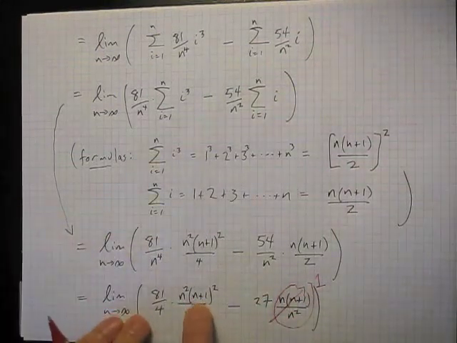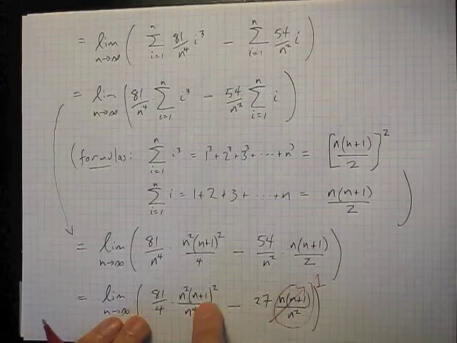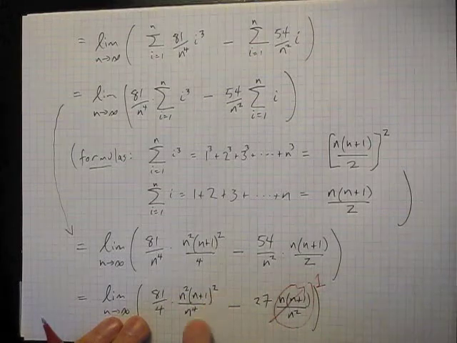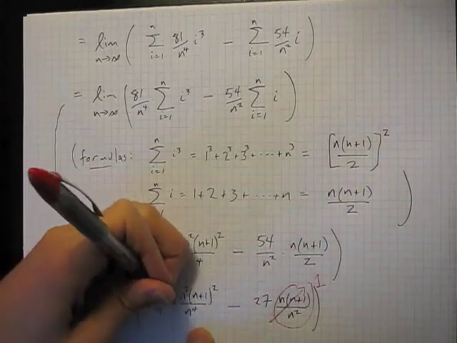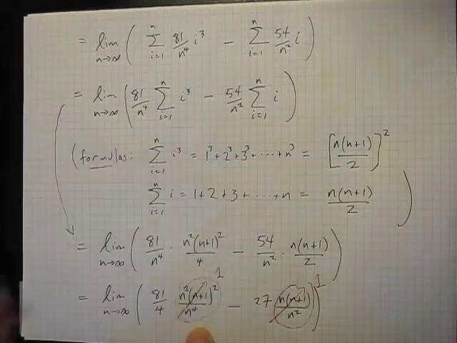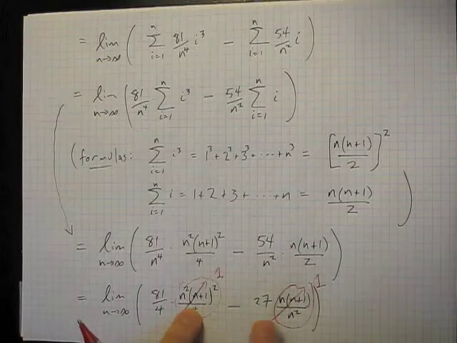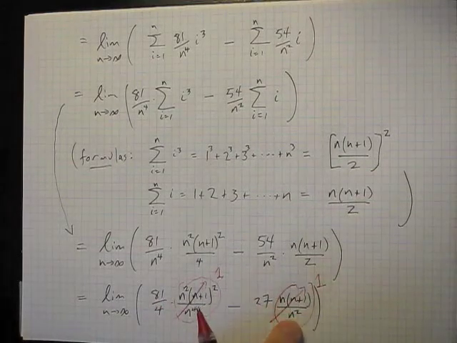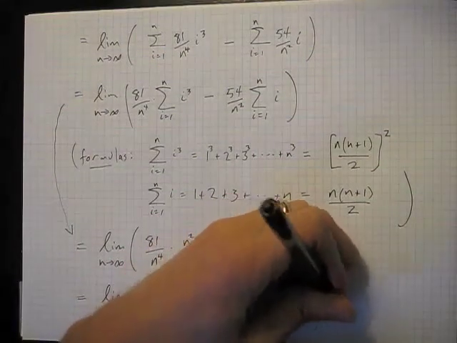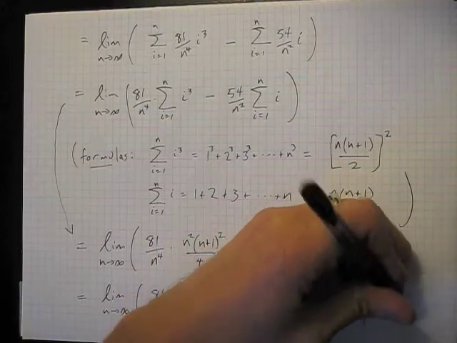Same thing here. You will have an n squared because n plus 1 squared will give you an n squared. And when you multiply that by n squared here, you'll have an n to the fourth, and that will cancel with this n to the fourth here in the limit. And so this piece right here will also approach 1. So we've got 81 over 4 times something that's going to 1 minus 27 times something that's going to 1. So the limit here is equal to 81 over 4 minus 27.